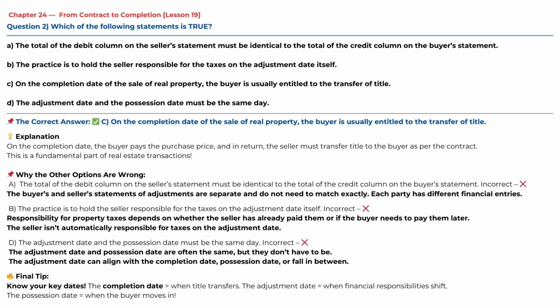D. The adjustment date and the possession date must be the same day. Incorrect. The adjustment date and possession date are often the same, but they don't have to be. The adjustment date can align with the completion date, possession date, or fall in between. Final tip. Know your key dates. The completion date equals when title transfers. The adjustment date equals when financial responsibilities shift. The possession date equals when the buyer moves in.